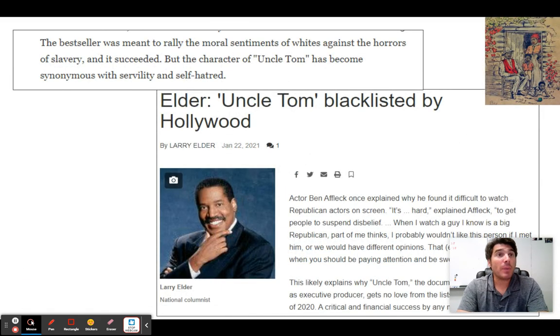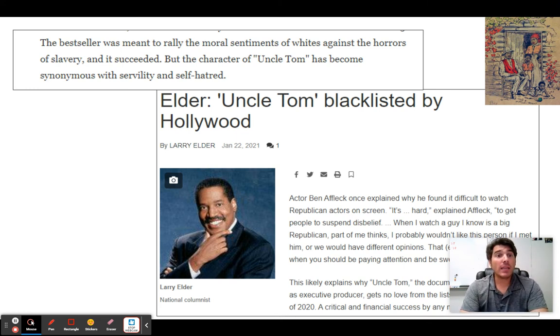Let's see here. The bestseller was meant to rally the moral sentiments of whites against the horrors of slavery, and it succeeded. But the character of Uncle Tom has become synonymous with servility, meaning servitude or serving someone else, and self-hatred, suggesting in this case that black people hate their blackness and really want to just serve the white man. And so when we call a person an Uncle Tom, we're suggesting you just want to be white. It's kind of the insult there.